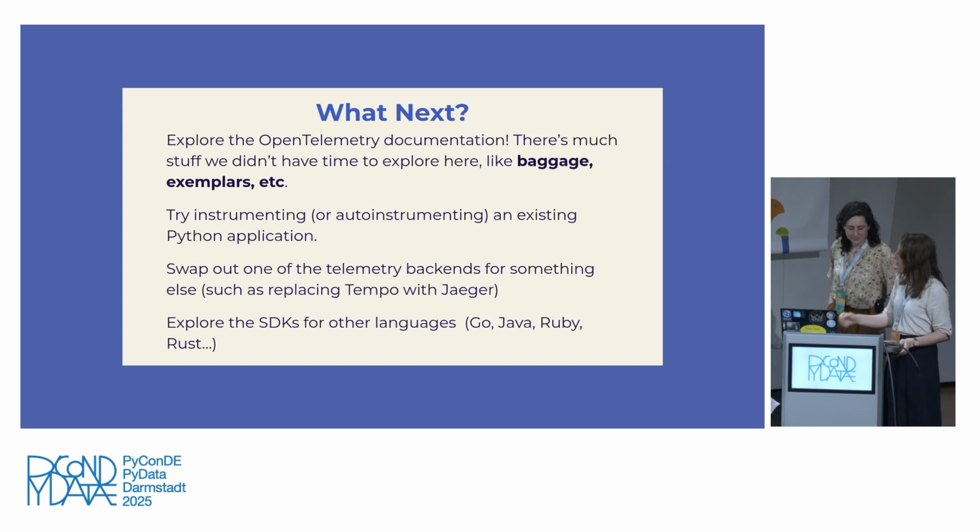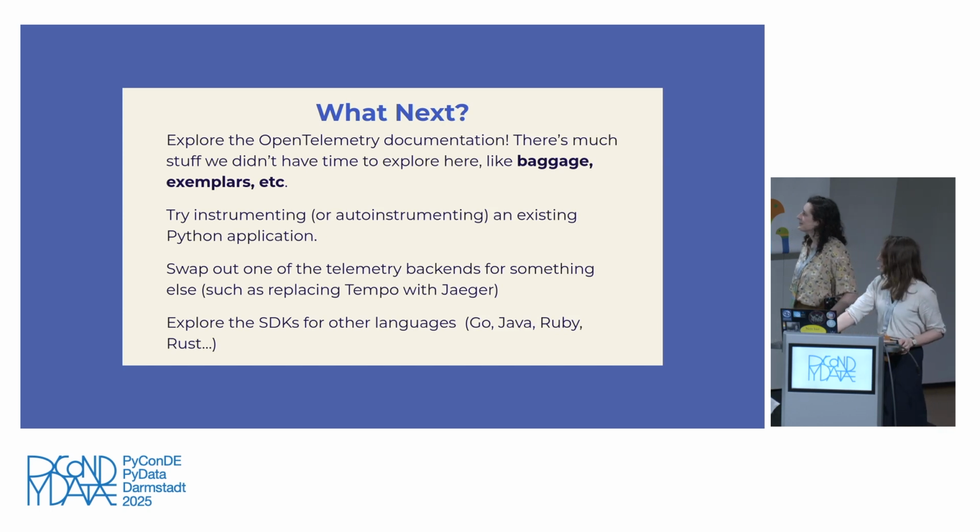You can maybe try auto instrumenting an existing Python application. If you're using a framework like FastAPI or Flask or things like this, there's probably an auto instrumenter out there. You could just instantiate it and see what happens. You could maybe try swapping out one of the telemetry backends for something else, like replacing Tempo with Jaeger, and you'll see how it requires no application code changes, just a configuration change in another service, which you can let the DevOps team do. You don't need to worry about it.